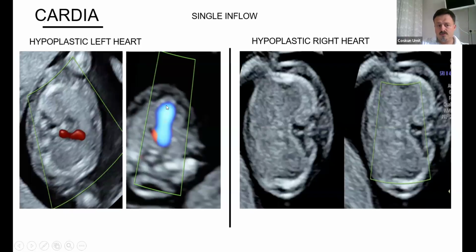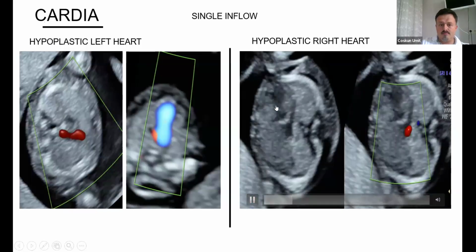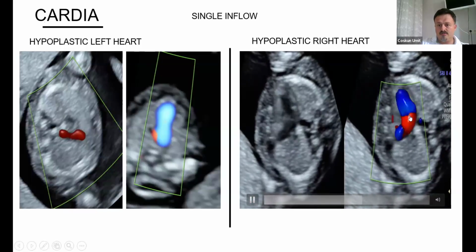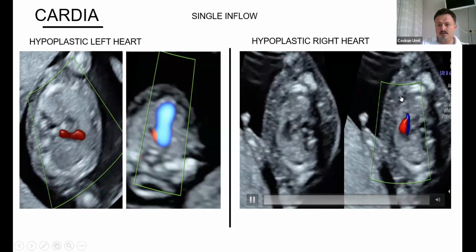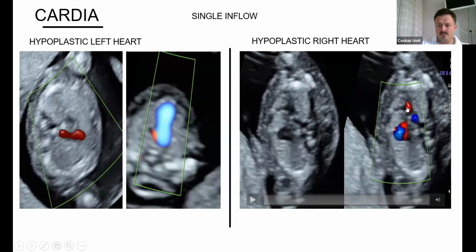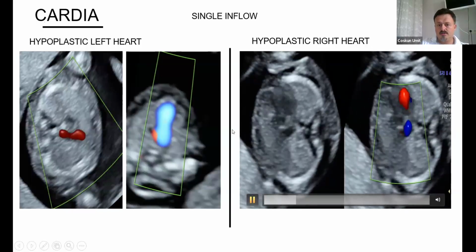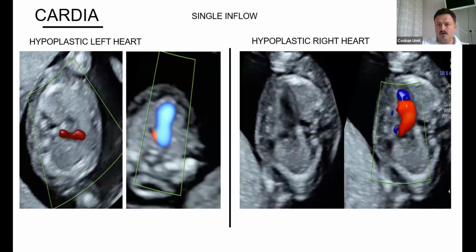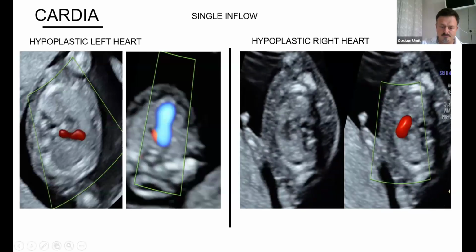This is very important for the diagnosis of the hypoplastic left heart. Here is the opposite, hypoplastic right heart. As you can see here, the left side is working and the blood flow is normal, but unfortunately, the other part of the heart is not working. So this is an example of the hypoplastic right heart.